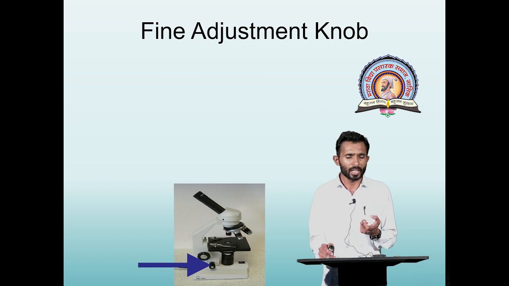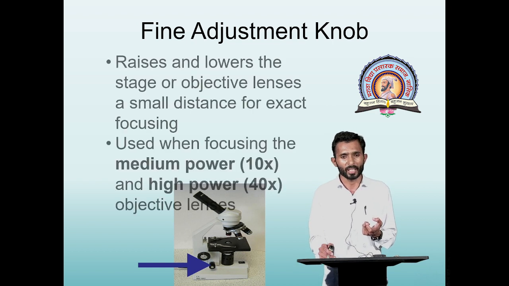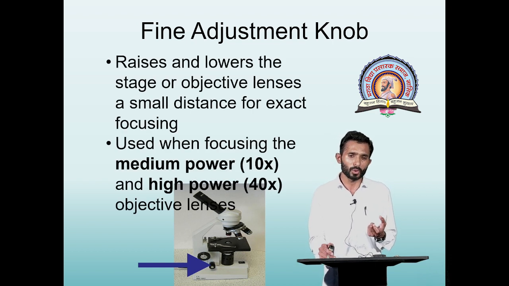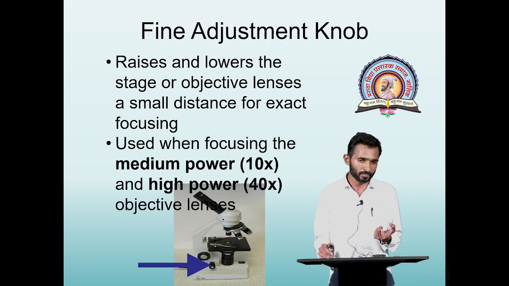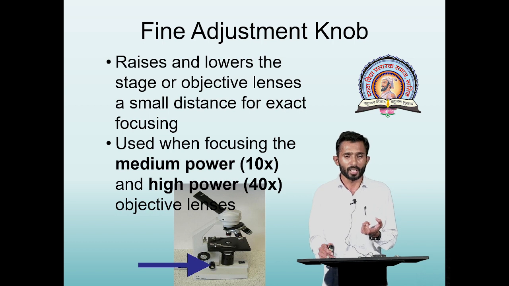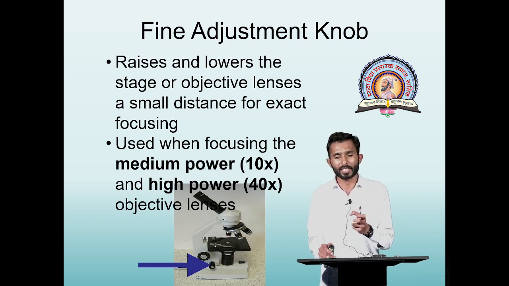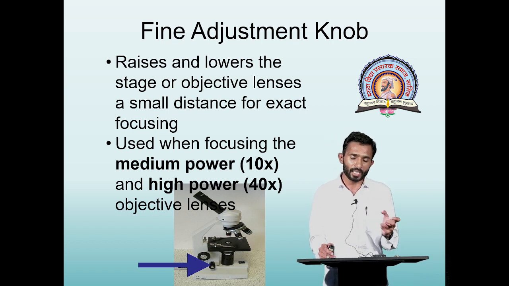And the second one is the fine adjustment knob. It also raises and lowers the stage, but by a small distance, and exact focusing is achieved with the help of the fine adjustment knob. This fine adjustment knob is used when the object or specimen is adjusted at low power as well as high power, simply 10x to 40x.